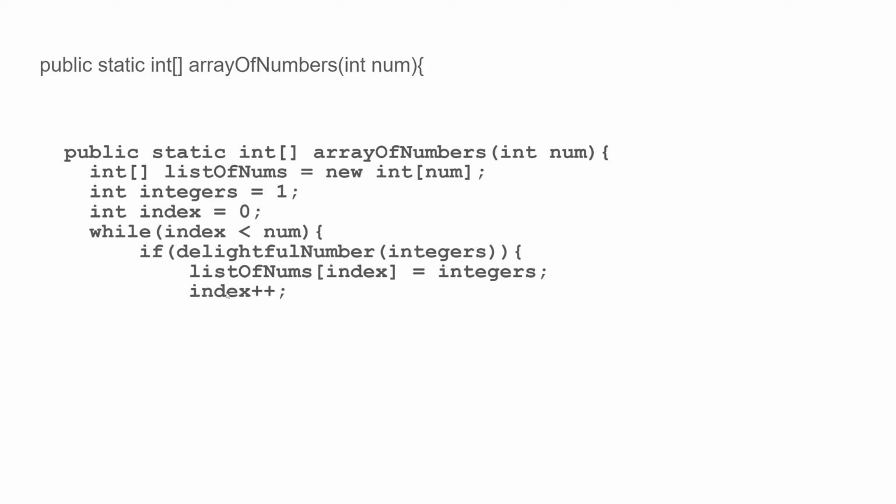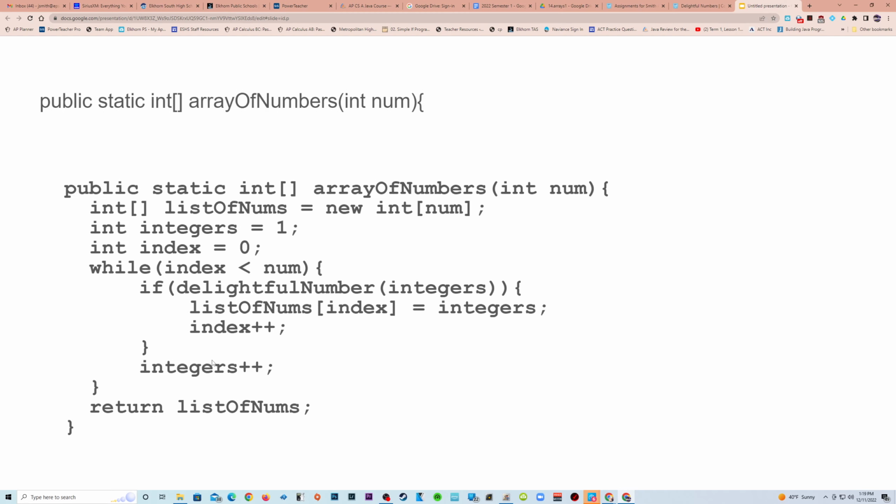So we just got one of those. It worked. We put it in the array, and we advance the index. Now, we're going to advance the integers by 1 because that's not part of the condition. We're going to advance that integer no matter what. Then we return the list of numbers, and it all works just fine.